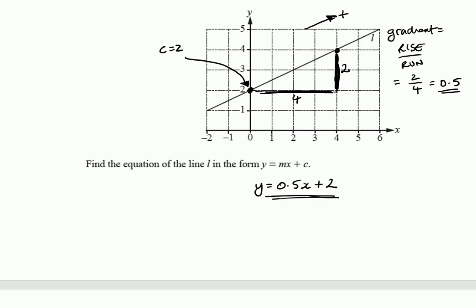And don't be too worried about why this is true. As far as we're concerned, this is just a rule that we are using, and then we get marks for it.